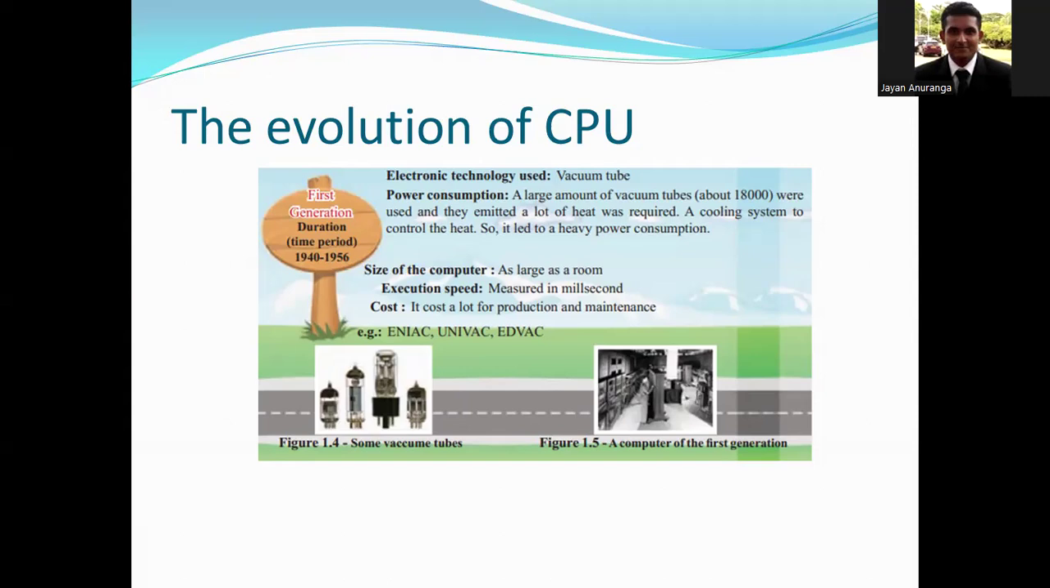Execution speed was measured in milliseconds. Very slow processing of the computer. It cost a lot for production and maintenance. Examples: ENIAC, UNIVAC, HVAC. A photo is given of the vacuum tube and a first generation computer.